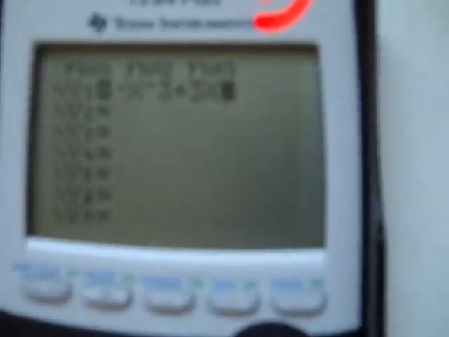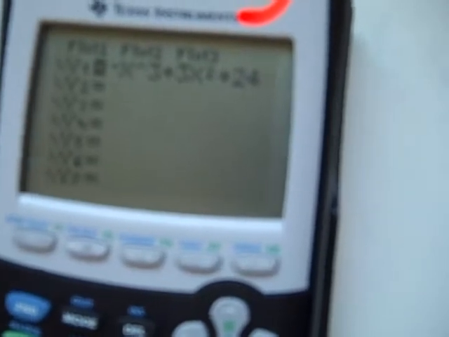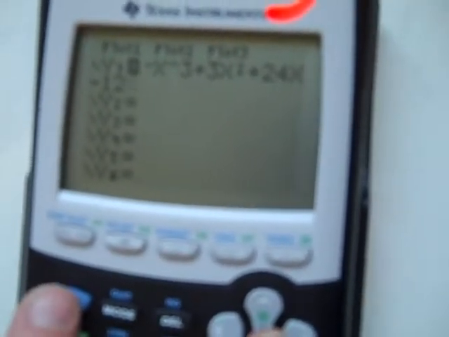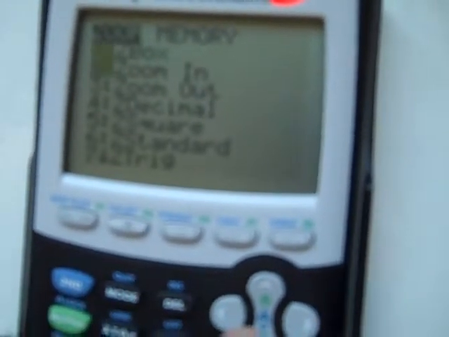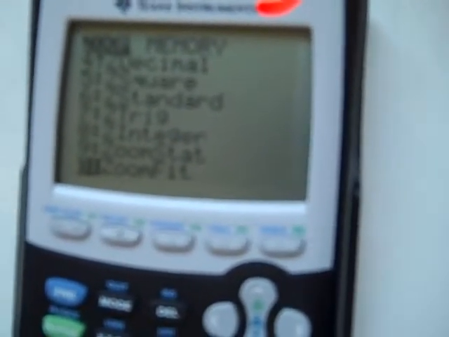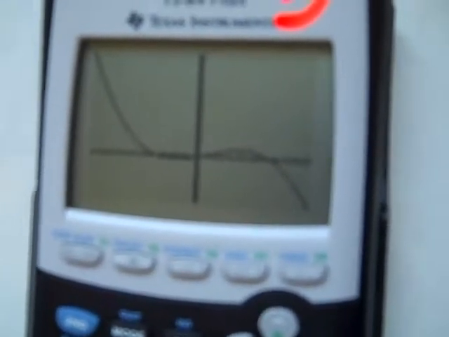plus 3x squared plus 24x minus 12. Then you go to zoom, and then you're going to go down to zoom fit and click enter. And your graph will soon appear. Once you have your graph, you're going to then find the relative minimum and maximum.